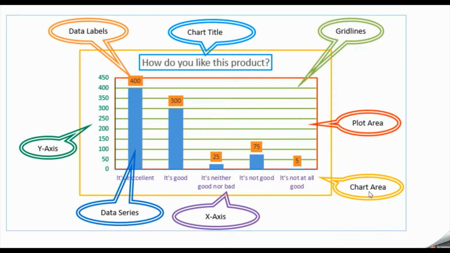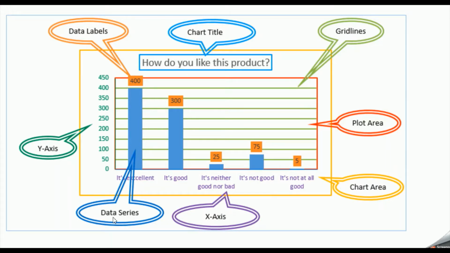Next is the chart area. Chart area basically refers to the area within which all the chart components are found. That is, all the components of it are lying inside this yellow color box. So this area is called the chart area.